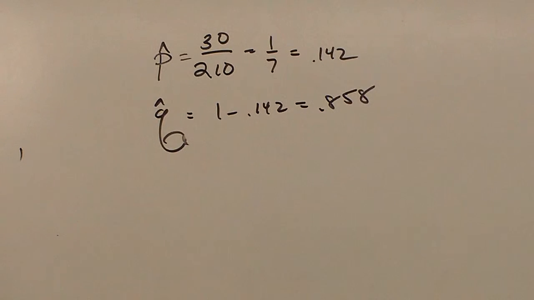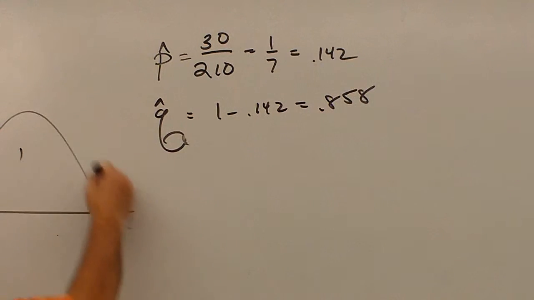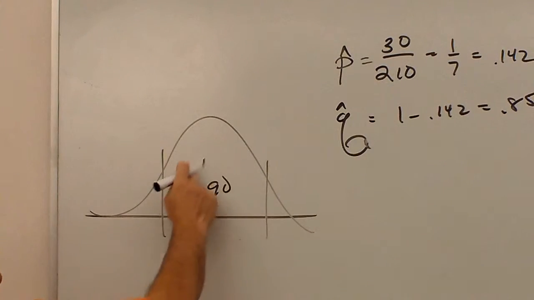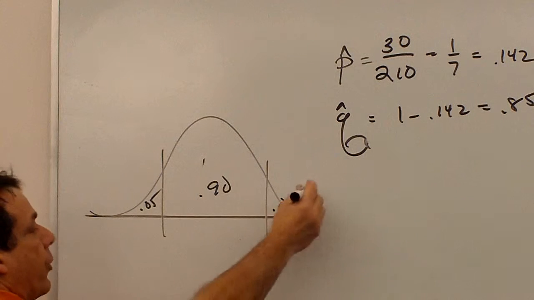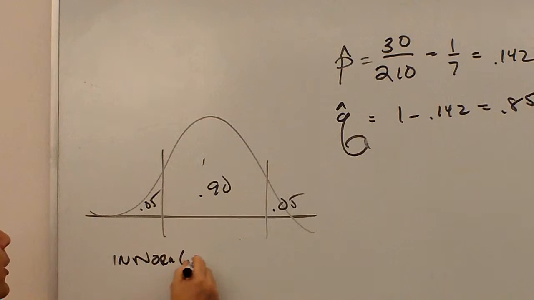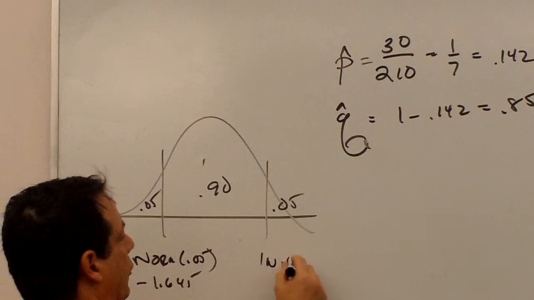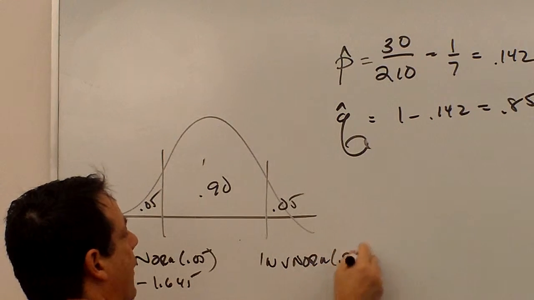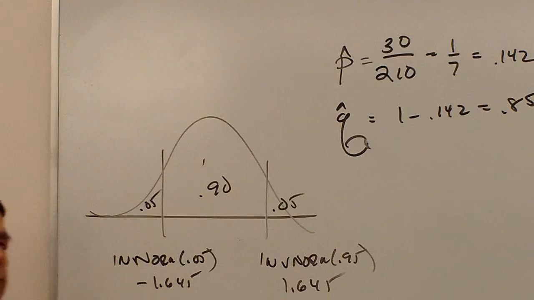Okay. So now what I have to do is put a confidence interval around that, right? And what size confidence interval do we want? 90%, right? That's 0.9, 0.05, 0.05. So this value is inverse norm 0.05, it's negative 1.645. This side over here is inverse norm 0.95, and that's 1.645, right? So those are Z values for the confidence interval.